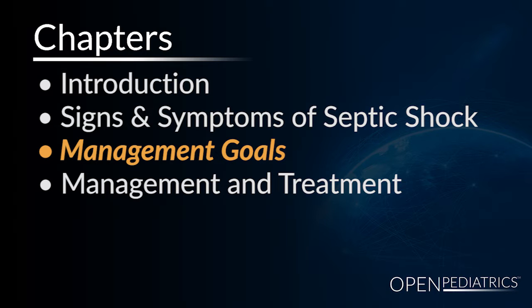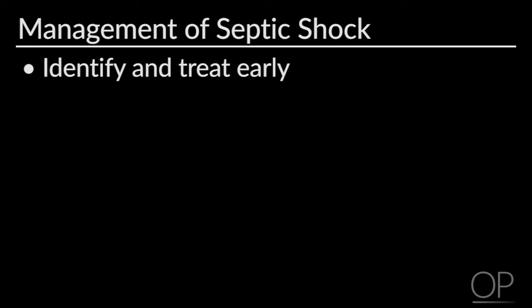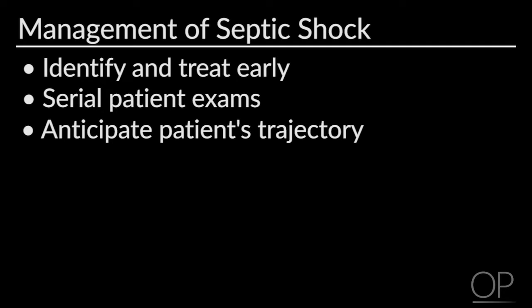Management goals. So what are the goals in the management of septic shock? Well, the most important things are early recognition and treatment, again, based on the clinical exam. There's a 1.4-fold increase in mortality for each hour that goes by without proper treatment of septic shock and adherence to current guidelines. We recommend serial exams to monitor for the response to therapies. And you want to make sure to consider the patient's current clinical status as well as trajectory to anticipate the needs of the patient as well as anticipate needed therapies. And we'll talk a bit more about that when we get to the algorithm.